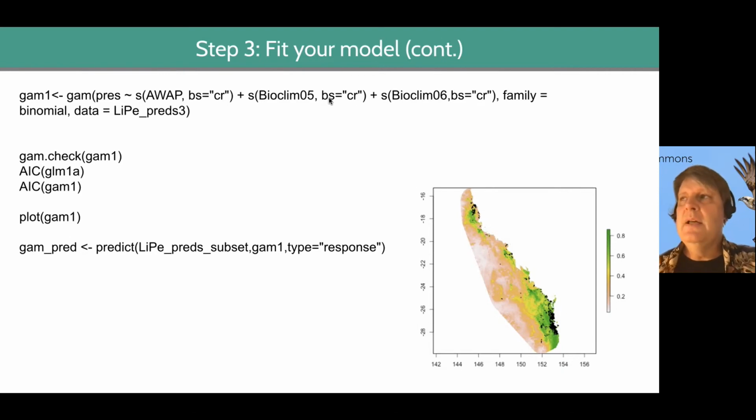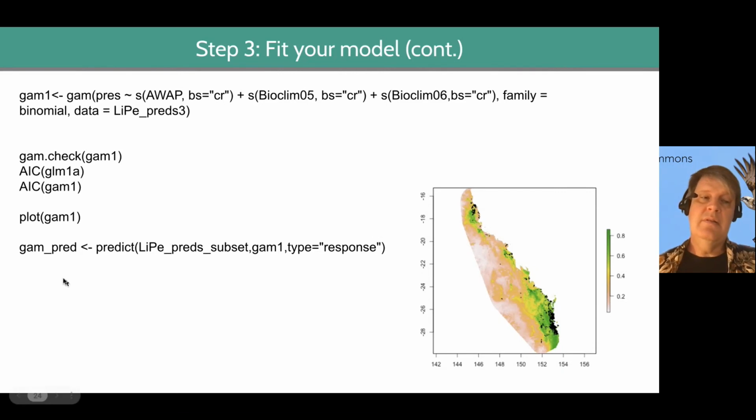Anyway, how you set your spline can be important. Setting it this way allows for a lot more flexibility if you don't really understand your system well. This is not a bad way to go. And again, it's binomial data, and we're using that same set of predictors. We can check our residuals and look at our data. Here we compare the GLM and the GAM, and they both perform similarly, but one does a little bit better.